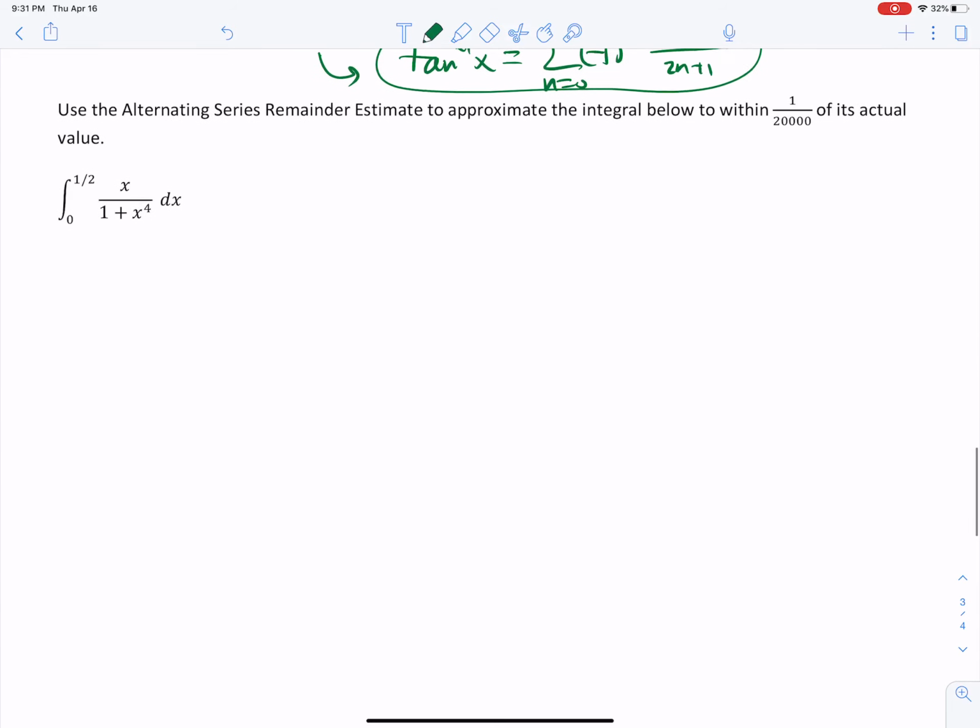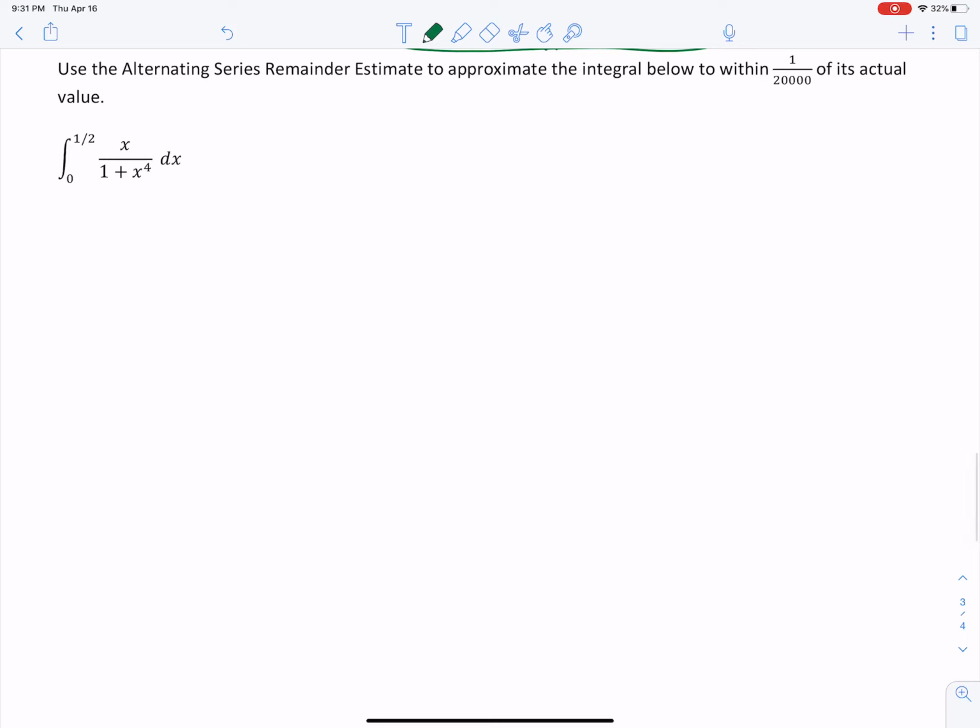And then finally, I've got a rather lengthy example where I'm going to use the alternating series remainder estimate to approximate the value of this integral. I may or may not be able to use the fundamental theorem of calculus to anti-differentiate this, but let's actually try to find an approximate value using power series. So this is going to take a lot of work. So let's just buckle in and see how we can do this.